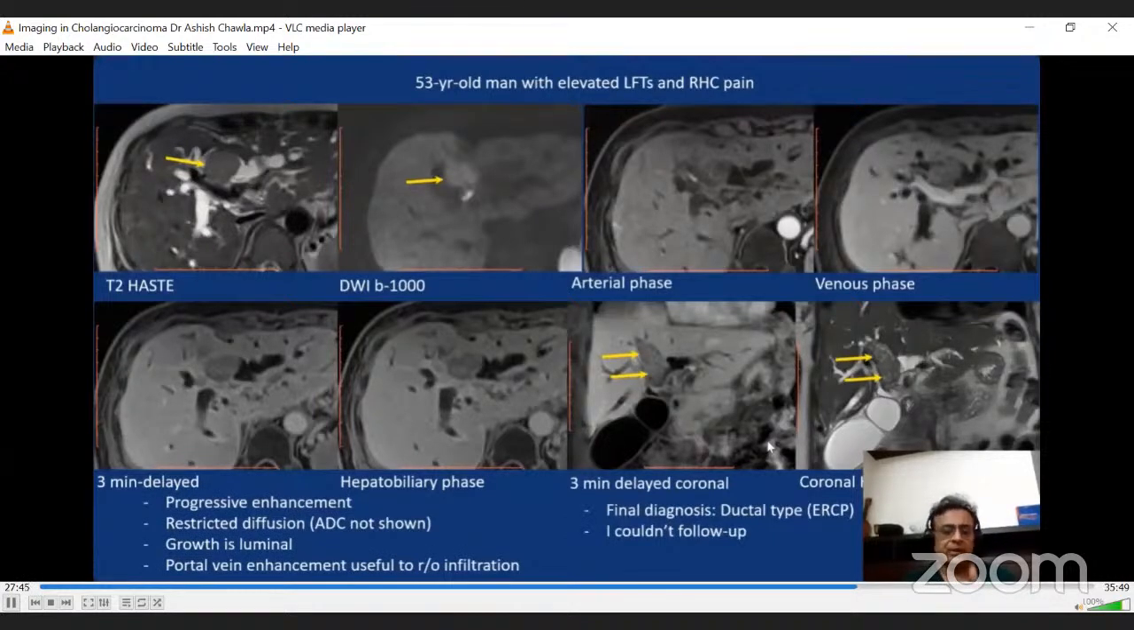ERCP was done in this patient, and cholangiocarcinoma was proven. I couldn't follow up this case because the case notes were locked.